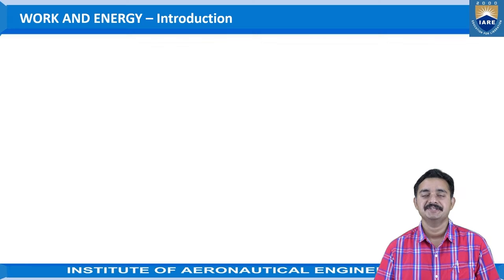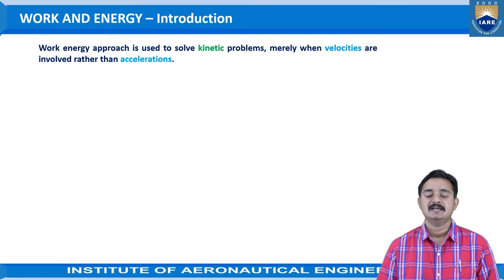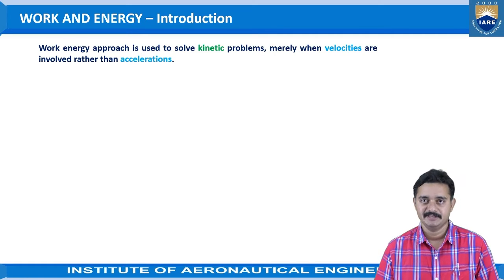So first, let us see the introduction of work and energy. Generally, the work energy approach is used to solve kinetic problems when velocities are involved rather than accelerations. So when forces are involved and velocities are given rather than the acceleration terms, like we know that force is mass into acceleration. If the accelerations are not given and the values of velocities are given, then this work energy principle or work energy approach will be useful for solving the kinetic problems.